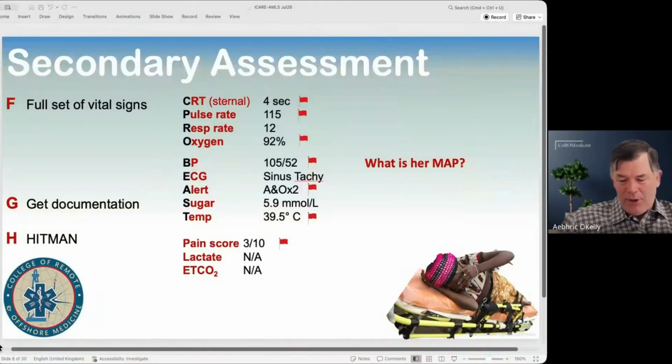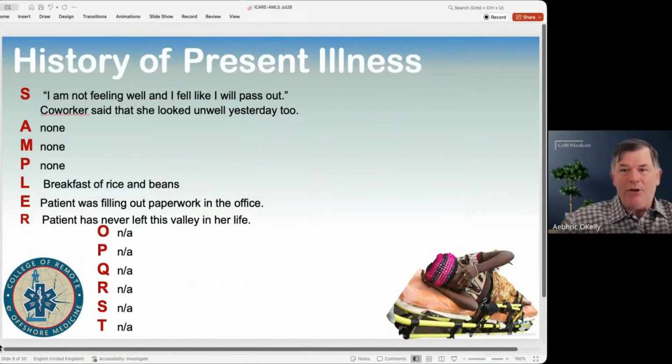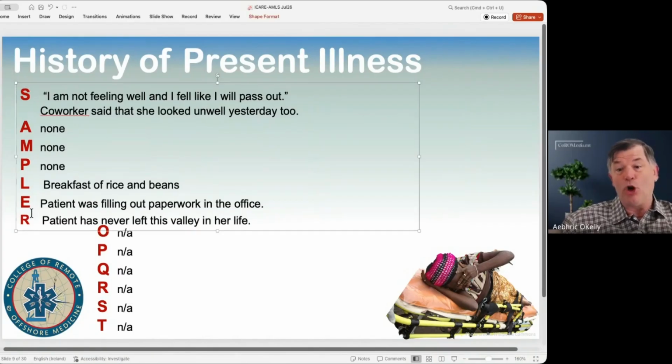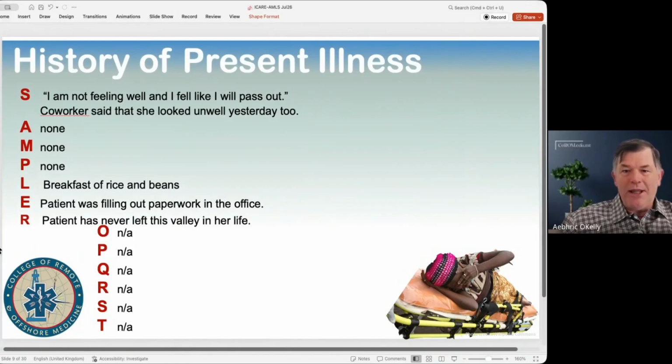And with that, we can then go back to our D and we can get a history of present illness and then we can get our differential diagnosis here in a second. So SAMPLER. So at the college, we get an R in SAMPLER. Don't forget the R. So what is she saying? I'm not feeling well and I feel like I will pass out. All right, that's definitely not good. We don't have allergies from her, past medical history from her, past any medicines. Somebody saw her eat breakfast of rice and beans, and she was filling out paperwork before this happened.